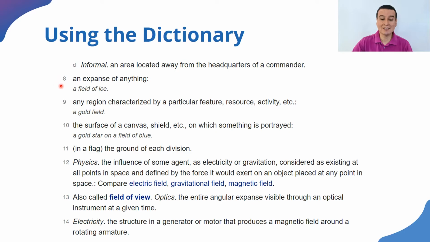Number 8, it says an expanse of anything. It's field calculations. It's not any of the other very specialized meanings of field. It's just that one, an expanse of anything, because we're measuring the expanse of the terrain that was used as the basis for a map. All right? So that is how we decide which one is the definition that we need.